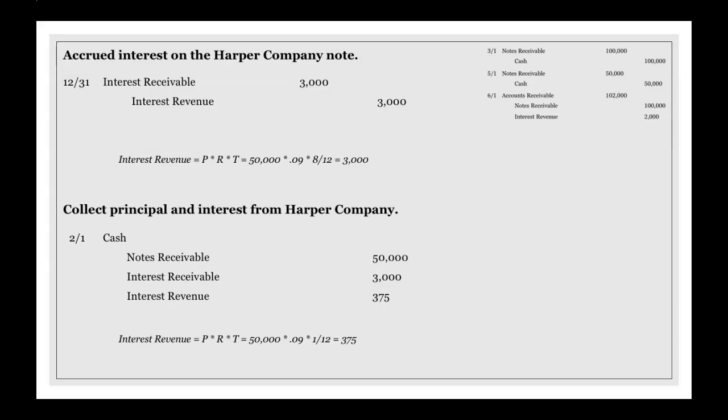So on February 1st, we're collecting principal and interest from Harper Company. So we add up our principal amount of $50,000 plus our interest amounts, and we see that we will receive $53,375 in cash.